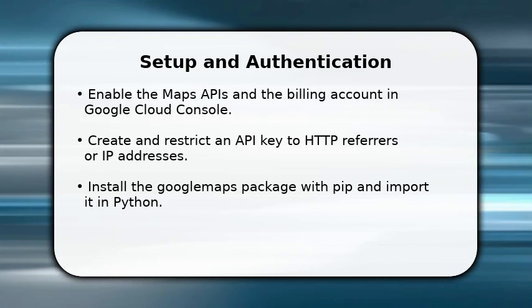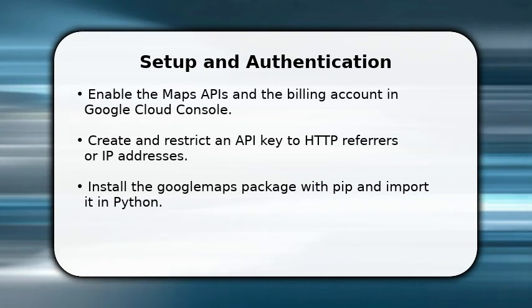Enjoy the video. Start by enabling the Maps APIs and the billing account in Google Cloud Console. Create an API key and apply restrictions to HTTP referrers or IP addresses for security. Save the key safely and never hard-code it in public repos.